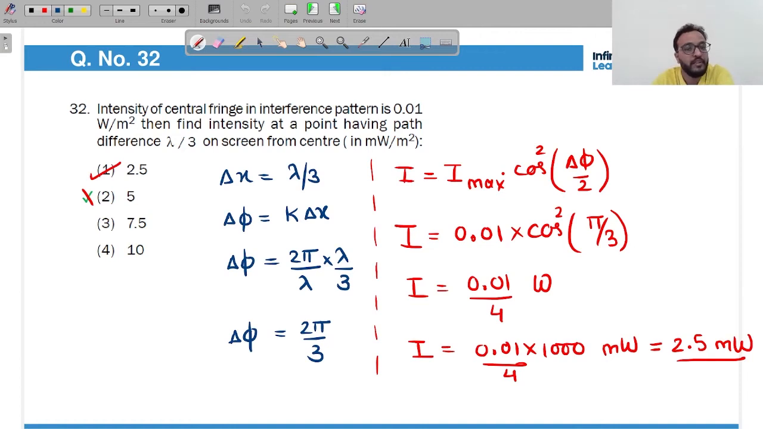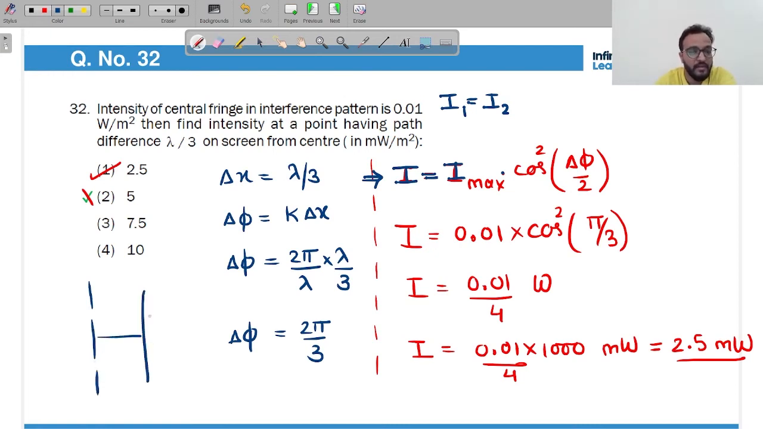Question 32. So what is the formula for intensity at any spot on the screen of YDSE if I1 and I2 are the same? We can say that if I1 is equal to I2, then the intensity at any point is I max times cos square of delta phi by 2, right? They are asking that there is a point on the screen where delta x happens to be lambda by 3. What is the intensity at this point if the maximum intensity is 0.01 watts?